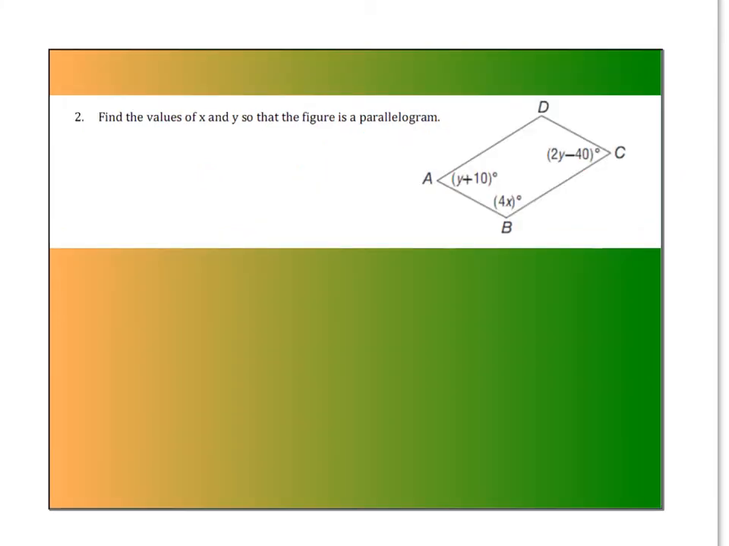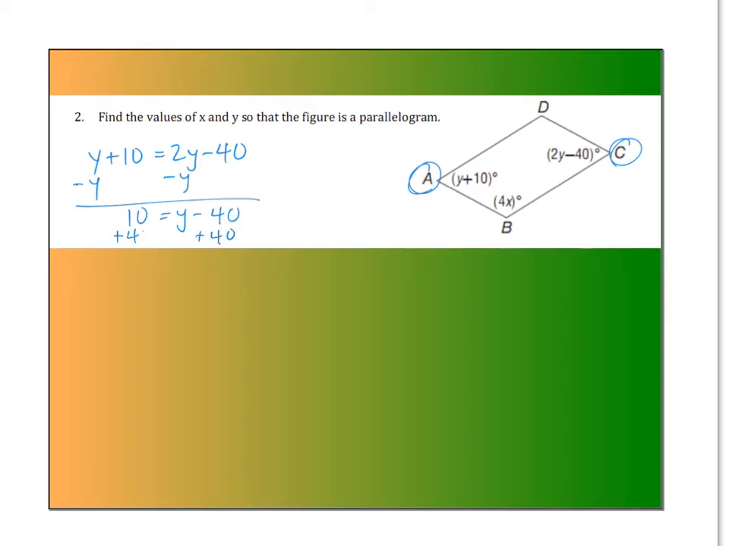Let's try number 2. Find the values of x and y so that the figure is a parallelogram. If it's a parallelogram, I know opposite angles are congruent. So A and C are opposite angles. They should be equal to each other, or congruent. So y plus 10 should equal 2y minus 40. Subtract y. 10 equals y minus 40. Add your 40. And I think we get 50 equals y.